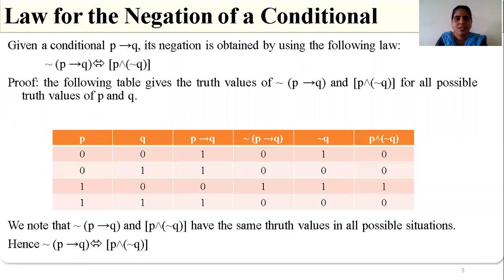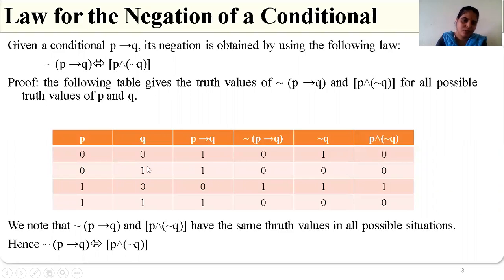As we know, conditional is nothing but implication. If P is true, then Q is not true. For a given conditional P implies Q, its negation is obtained by using the following law. That is, negation of P implies Q is logically equivalent to P and negation of Q. The proof for this law is by using the truth table.